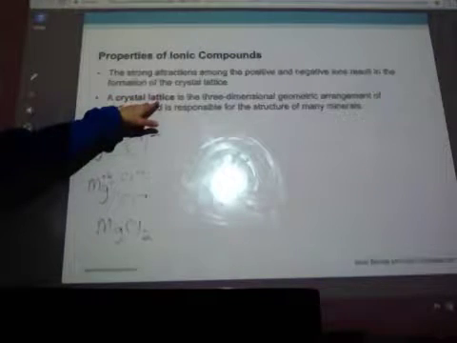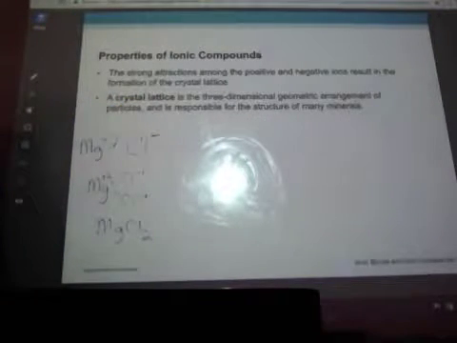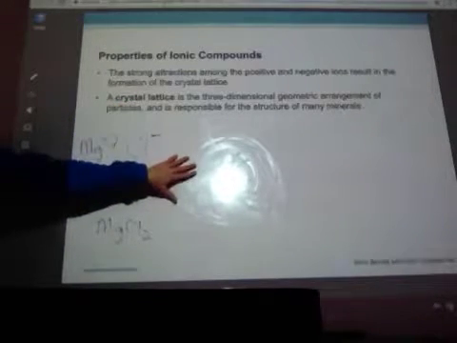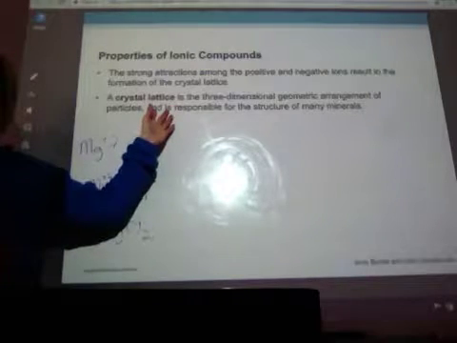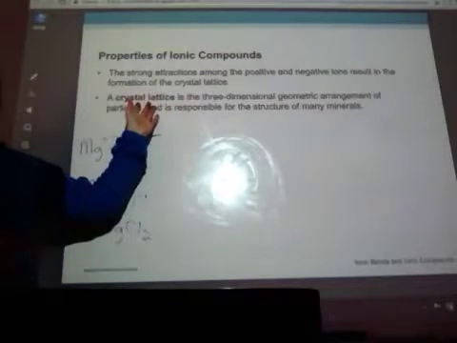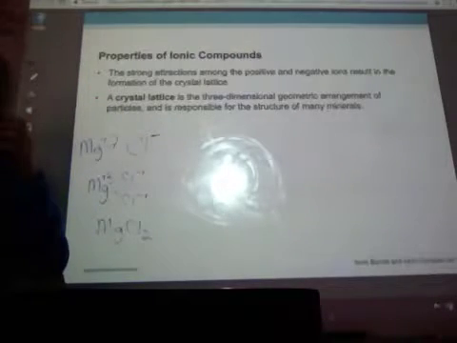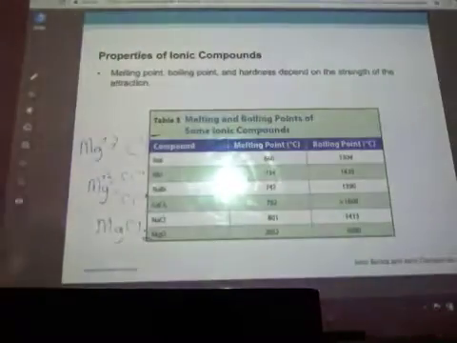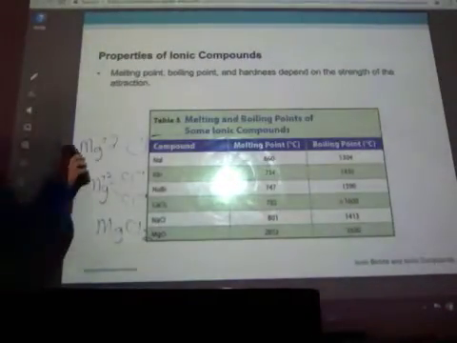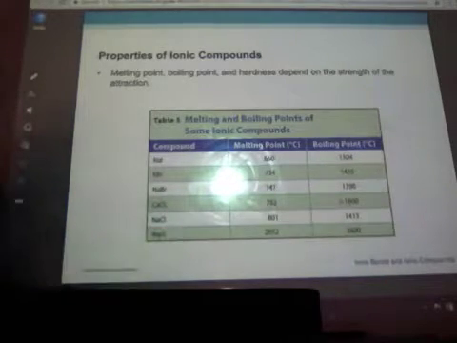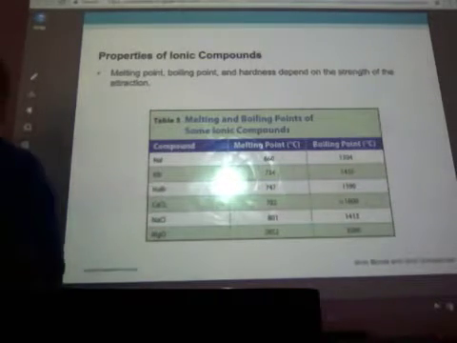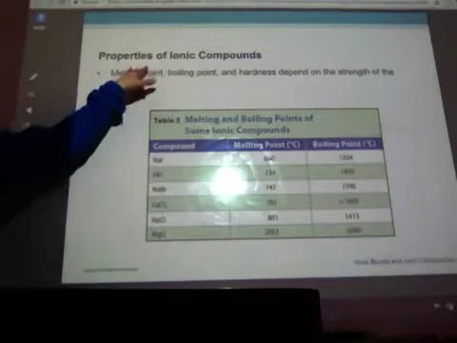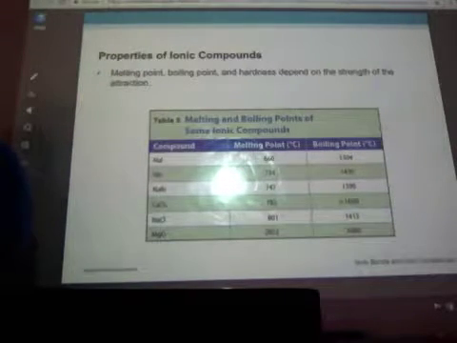A crystal lattice, then, is your three-dimensional arrangement of the particles. So on a piece of paper or in your book, you're not going to see that it's three-dimensional. But when a crystal lattice is actually formed, it's going to come out in all 3 dimensions. When you have these crystals, the arrangement is also very important for how strong that bond is. So melting point, boiling point, and hardness of ionic compounds depends on how they're arranged.